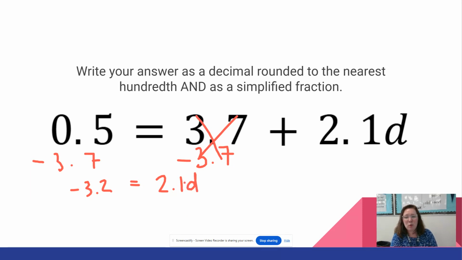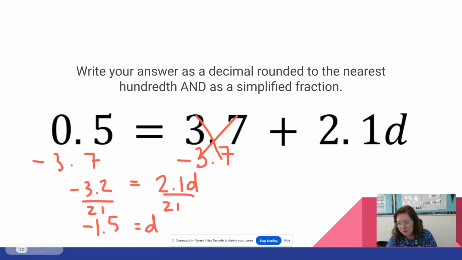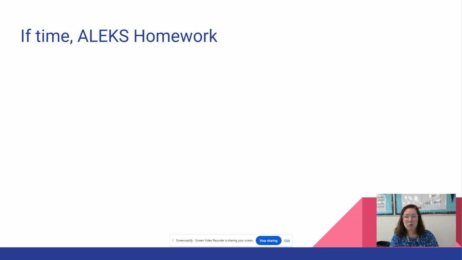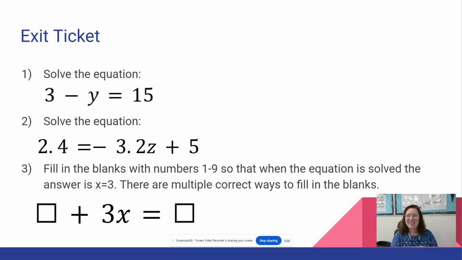Now we have 2.1 squished together with the d, so that's multiplication. The opposite of multiply is divide by 2.1 on both sides. And divide by 2.1 gives me a long decimal rounded to the nearest hundredth. It's negative 1.52. Or as a fraction, it's negative 1 and 11/21. Okay, then you had time to work on your homework, and here's our exit ticket.